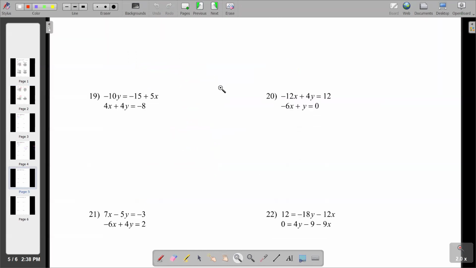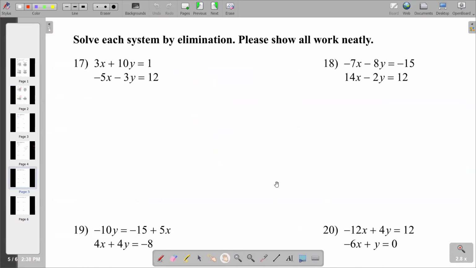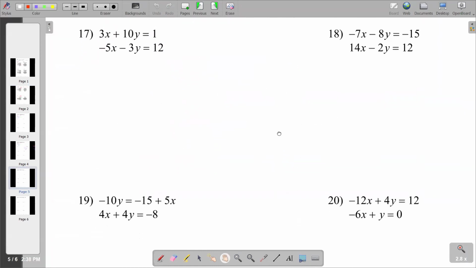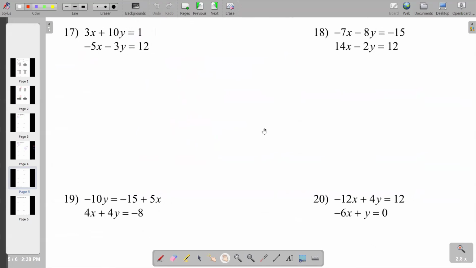So this page is where the elimination starts. There's a lot of stuff going on here. There's very few level one problems, by the way. You'll notice that I don't think you even encounter a level one until you get to the bottom of the page. Do you guys know what I mean when I say level one? Easy ones that are already ready to eliminate, right? So don't expect a lot of that kind of free stuff.